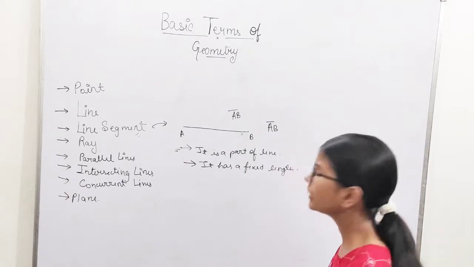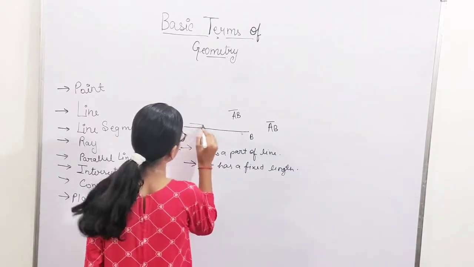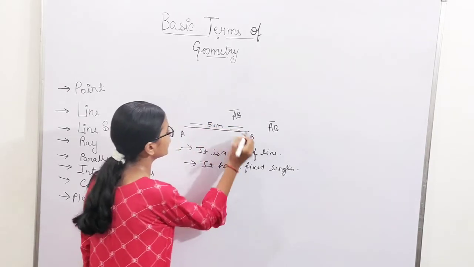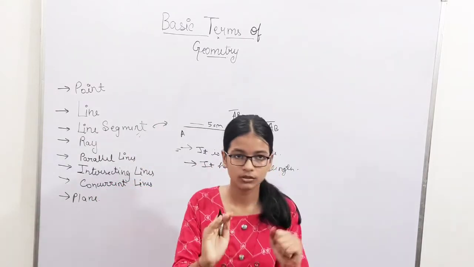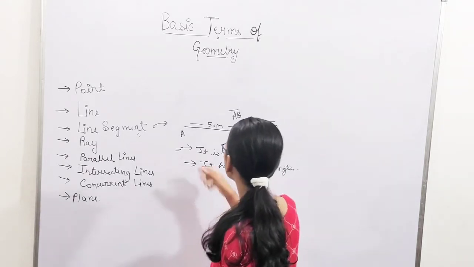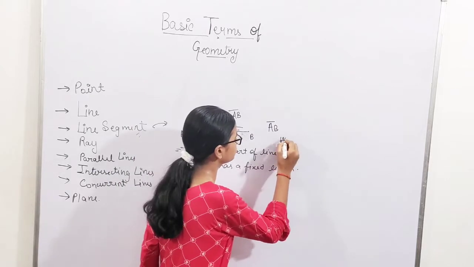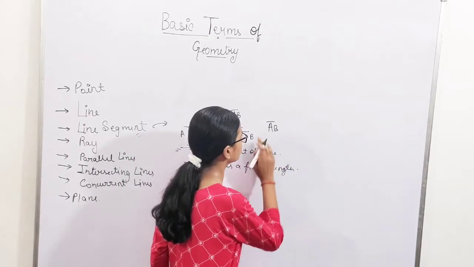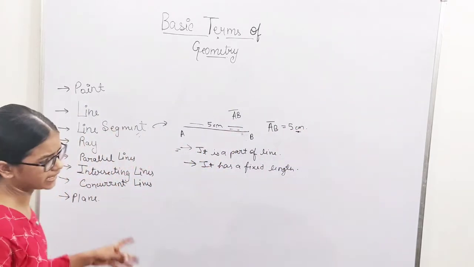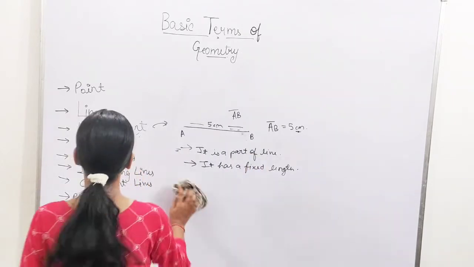Okay. So if we say that the length of line segment AB, just suppose, is 5 centimeter, then it will always be 5 centimeter. It will not change because I have here only said it has a fixed length. Okay, so the length of line segment AB is equal to 5 centimeter. Okay, so I think line segment is over now. Let's move further, which is our next topic.